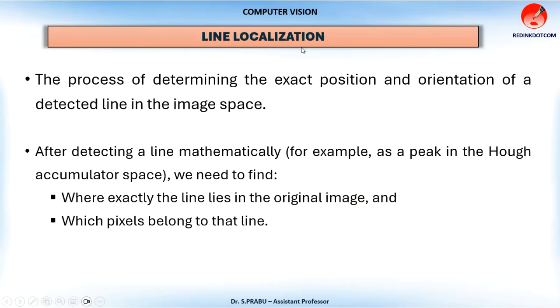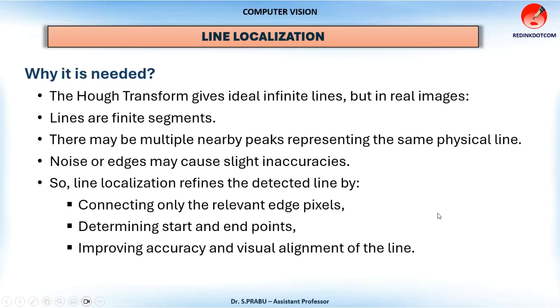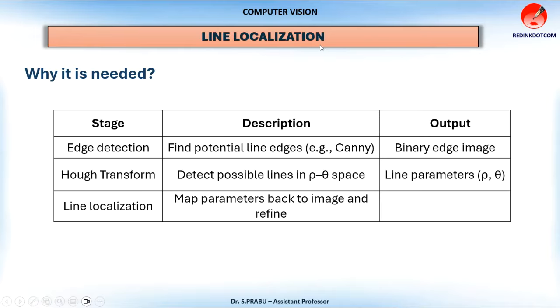Line localization tells where the line lies in the original image and which pixels belong to that line. This information can be derived from either the Hough transform or the foot of normal method. In our examples, we are discussing only simple images, but real-time images have a large number of coordinate values, so it is very hard to identify the straight line. For that, we need line localization and line fitting.